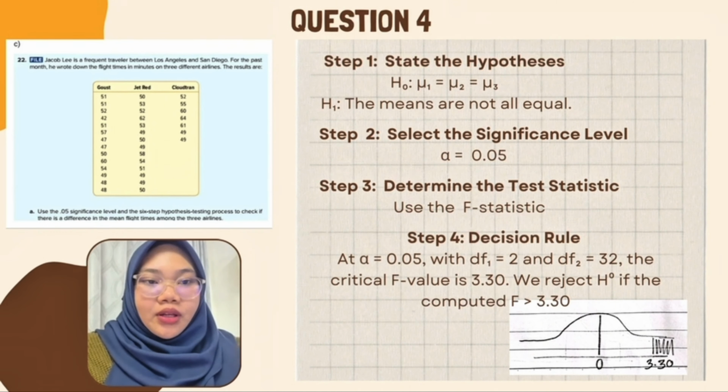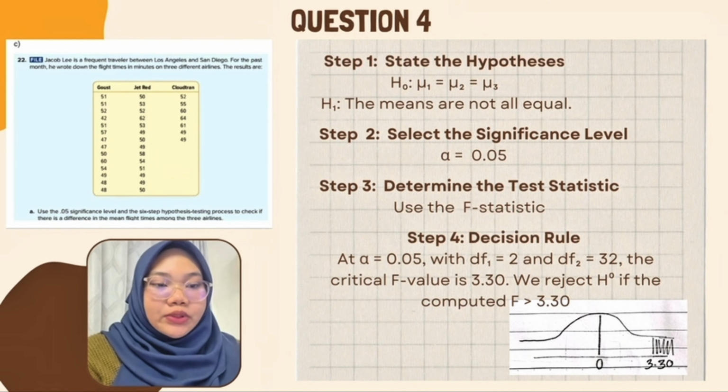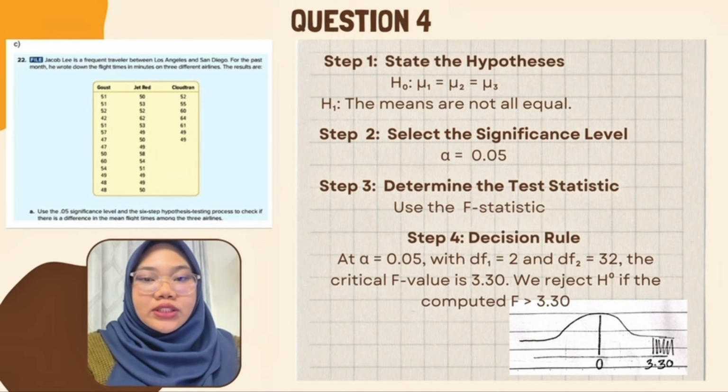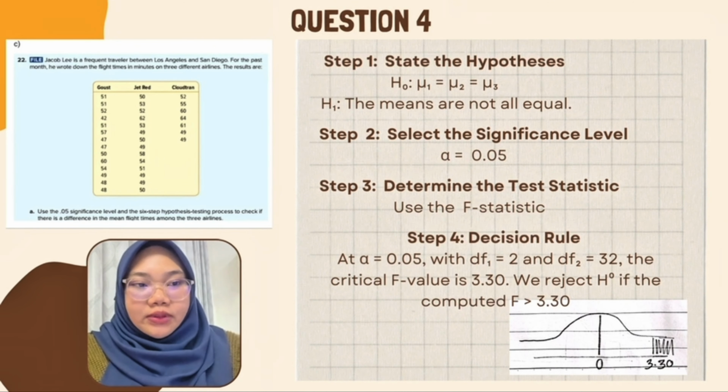I will mention about the flight times later. So we need to use the 0.05 significance level and the 6-step hypothesis testing process to check if there is a difference in the mean flight times among the 3 airlines. The question asks for 6 steps, but since Dr. MUKHRIZ mentioned to use 5 steps in the class, I'll be using only 5 steps.